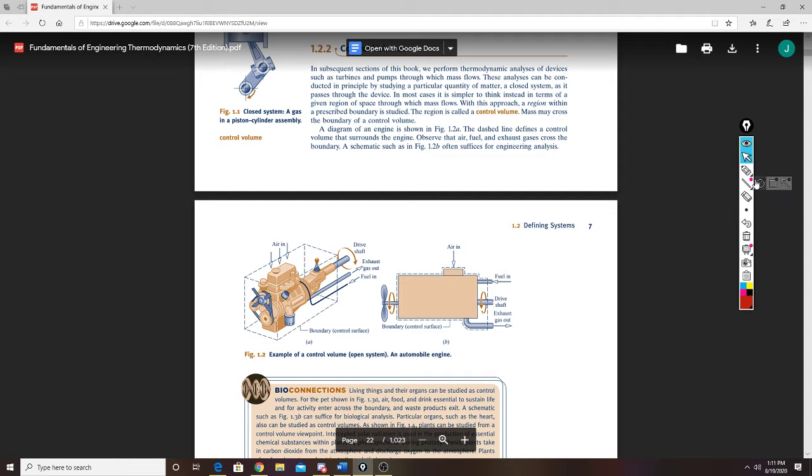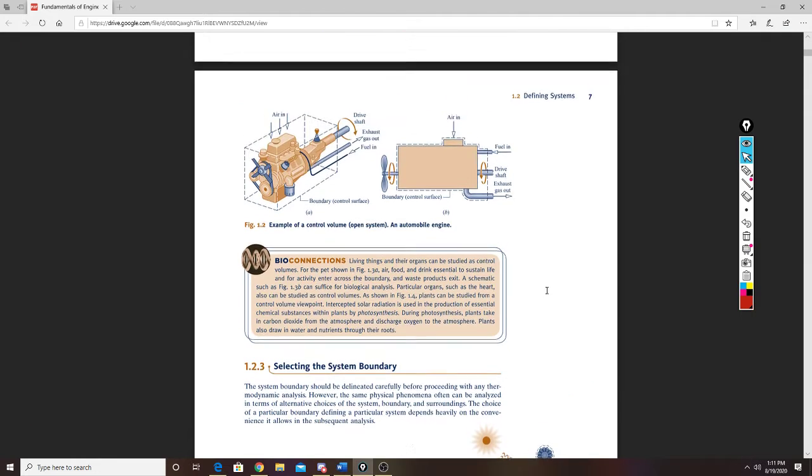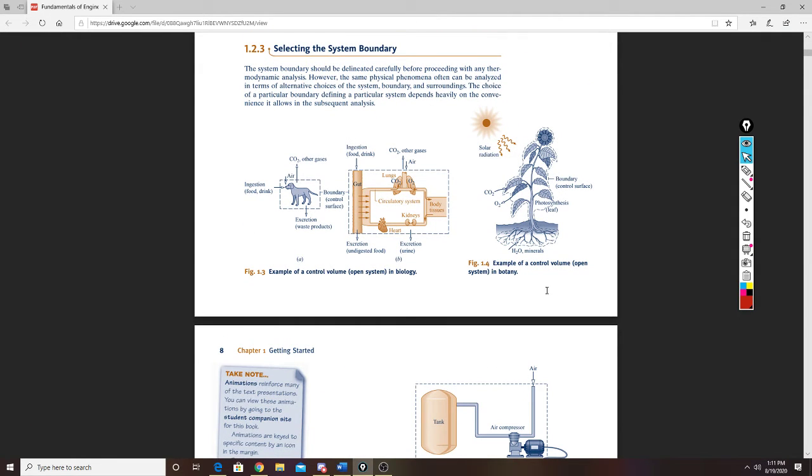I gotta find the right thickness of that. All right. Let me see if this is important. Yeah, so this is important.